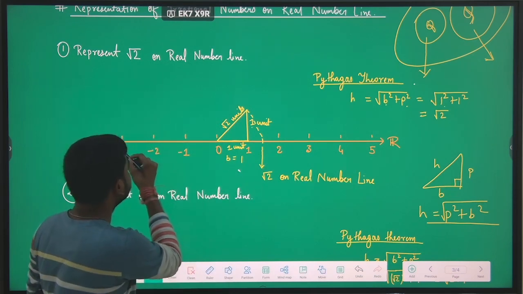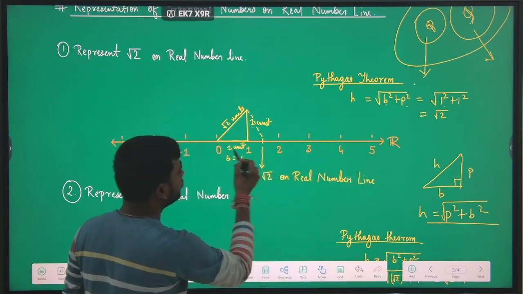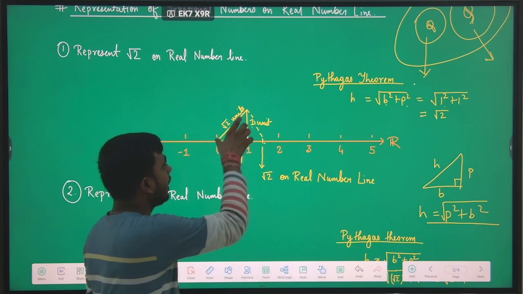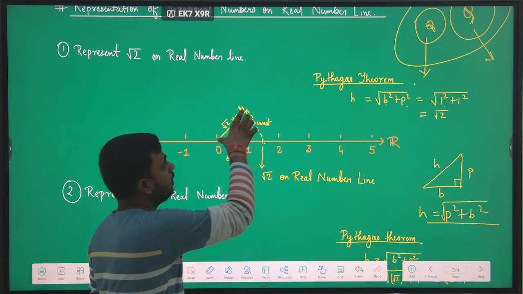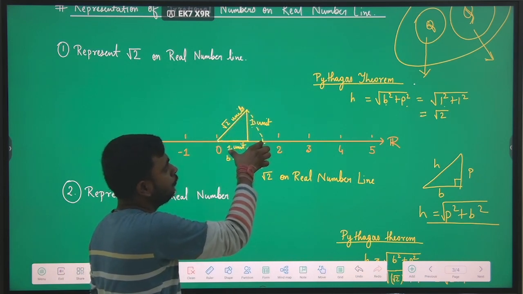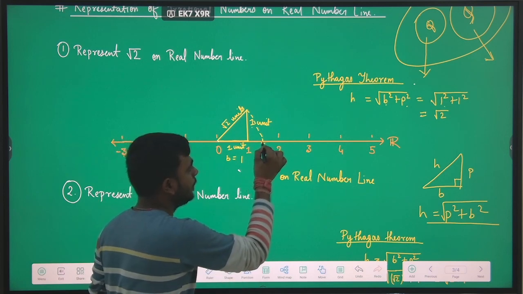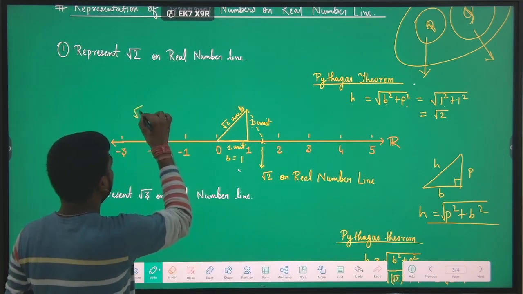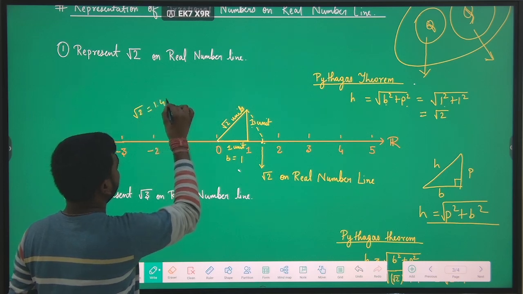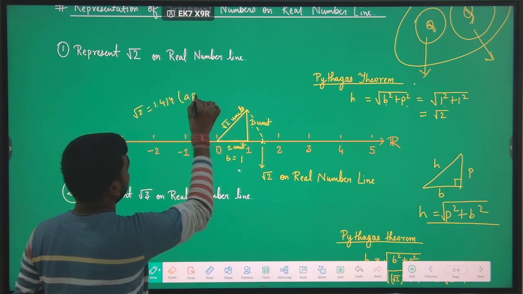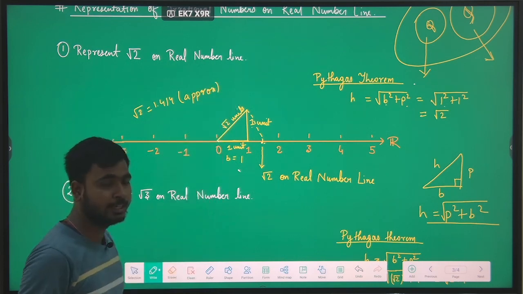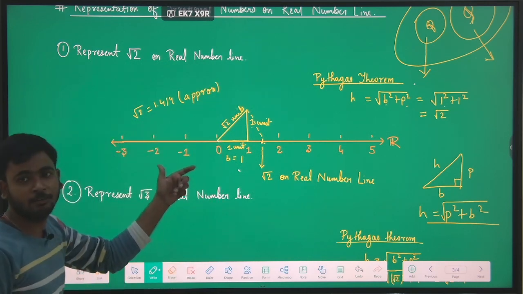So now this is root 2 unit, but we have to represent it in our number line, and our number line is here. So in this we have to represent where is root 2. So what will we do? We will mark out a compass here, and after getting done, we will find out that this will be our value of root 2, which is something like 1.414 approx. Okay. So through this way, we can represent root 2 in our real number line.